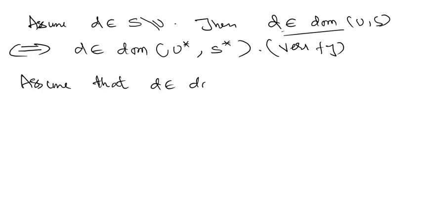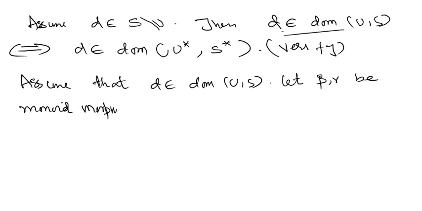So assume that D is in dominion of U in S. Okay. Now we show that D is in dominion of U star. So for this, let's take two monoid morphisms beta, gamma from S into T, where T is a monoid. Okay, it's a monoid morphism means that S and T, S star is here, not here.